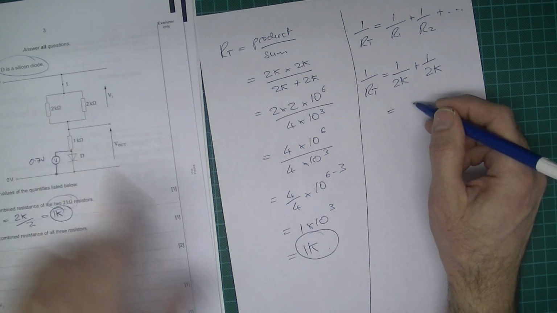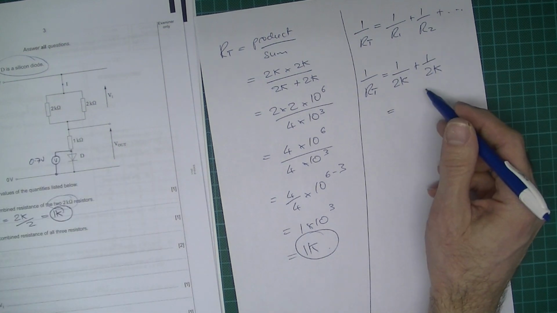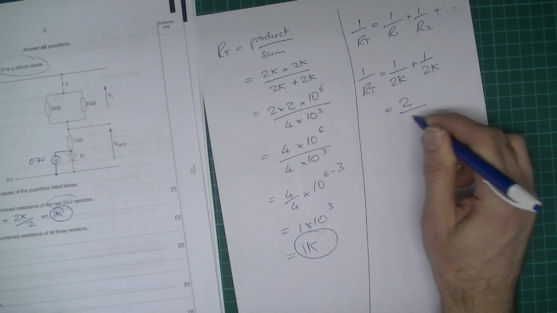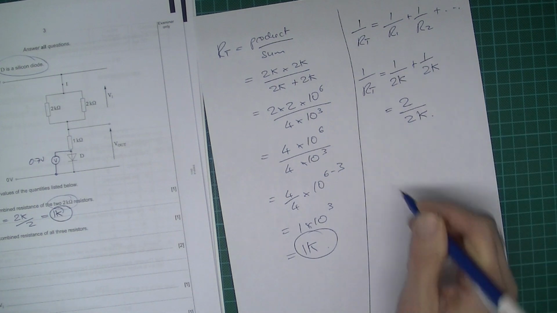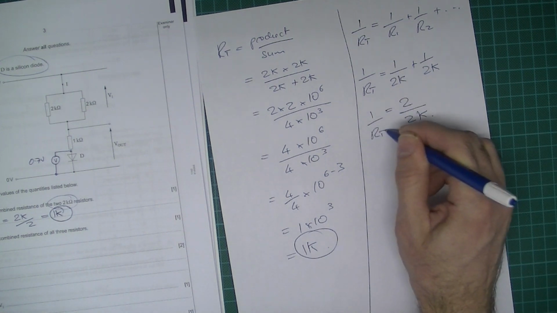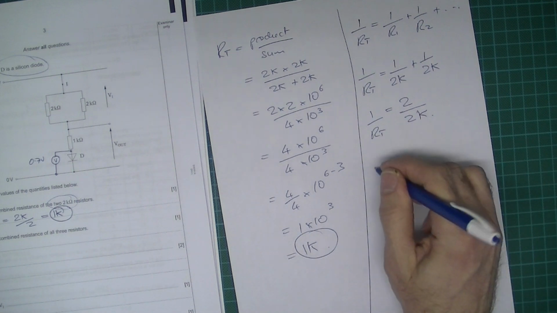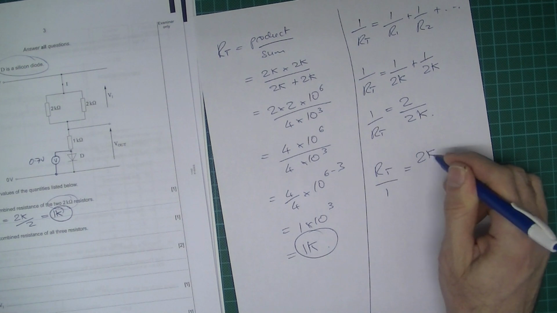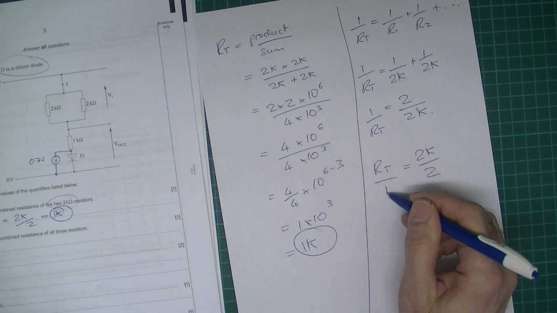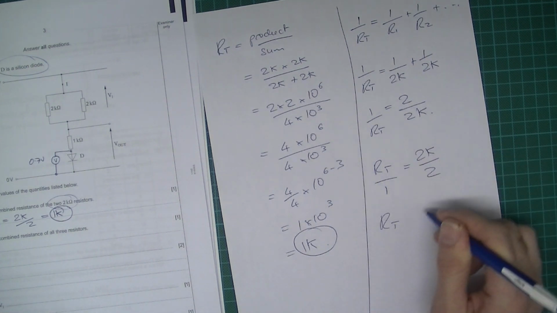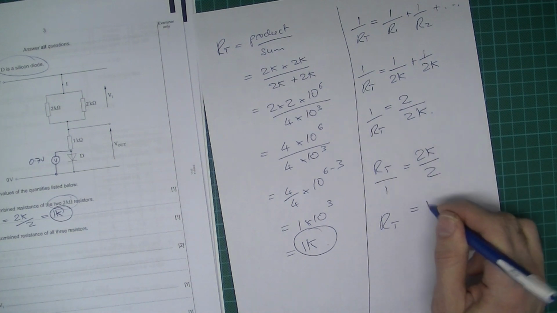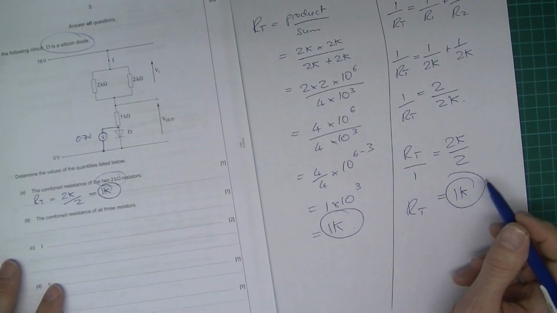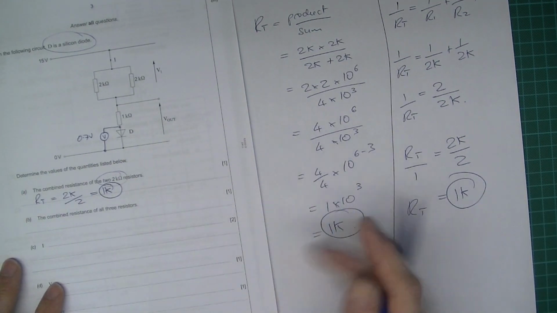equals, now what you can do, well in fact let's just do it this way. So that's going to be 2 lots of 1 over 2K, okay, and then that, remember that's 1 over RT, flip them the other way, so then we'll have RT over 1 equals, and I'll flip that one over, 2K divided by 2, because it's divided by 1, that's fine, we just get rid of that, equals 2K divided by 2 is 1K. Okay, but just divide 2K by 2, far easier.